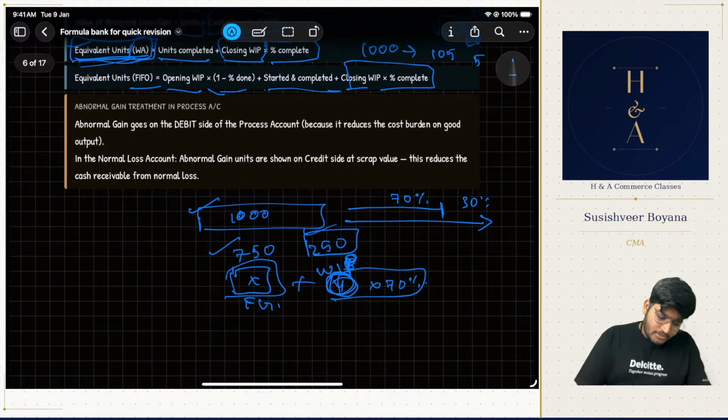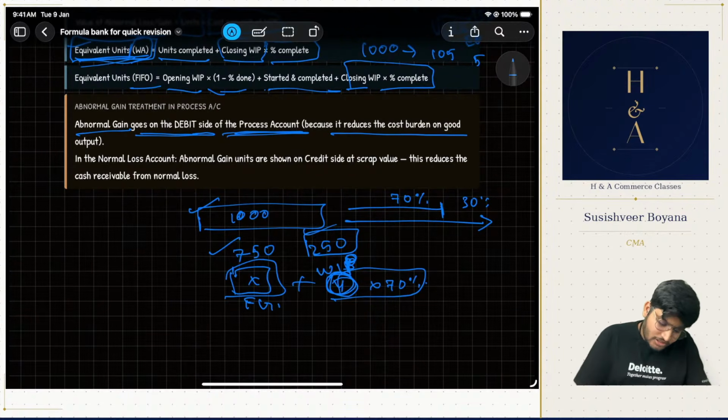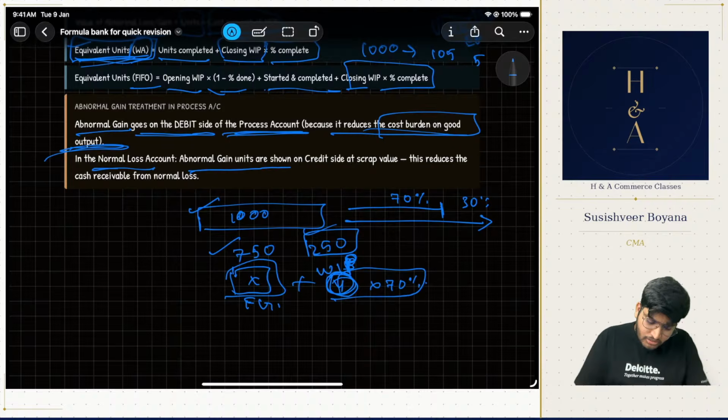Abnormal gain treatment. Abnormal gain goes on the debit side of the process account because it reduces the cost burden on the goods output. It is rare, it is not repetitive. When it is not repetitive, why should it go as a burden on the cost of goods? It shouldn't. Abnormal gain is shown on the credit side of scrap value. This reduces the receivable from normal loss.